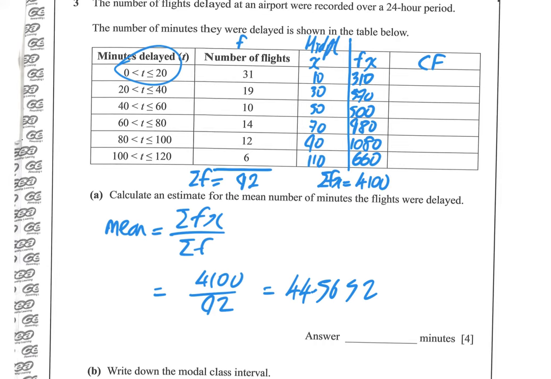This was our number of minutes delayed. I'm going to give my answer to 2 DPs, so that is going to be 44.57 minutes.